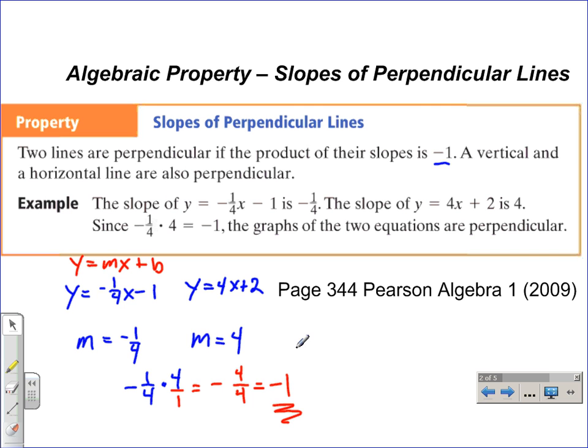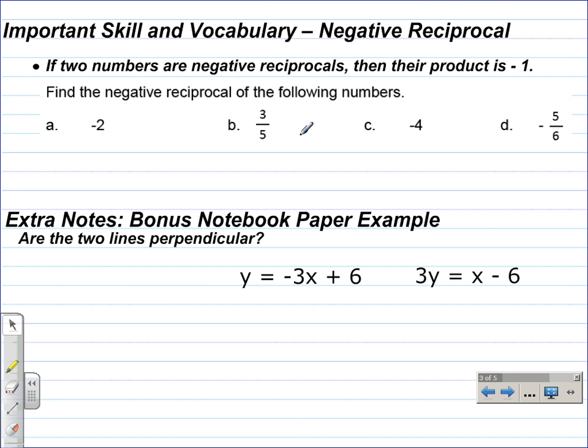The slopes of perpendicular lines: yes, the product of the two slopes is -1, but the key phrase here, this important skill, some vocabulary, is negative reciprocal. Because the slopes of two perpendicular lines are negative reciprocals, it's important to be able to identify a negative reciprocal very quickly. So if two numbers are negative reciprocals, then their product is -1, which means the lines are perpendicular to each other. So real quick, let's run through finding some negative reciprocals. Negative meaning the opposite, and reciprocal meaning flipping the fraction, if you will.